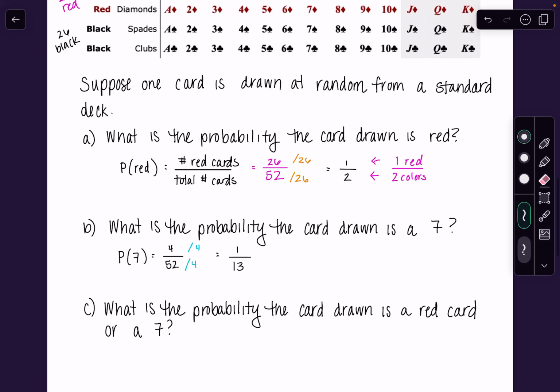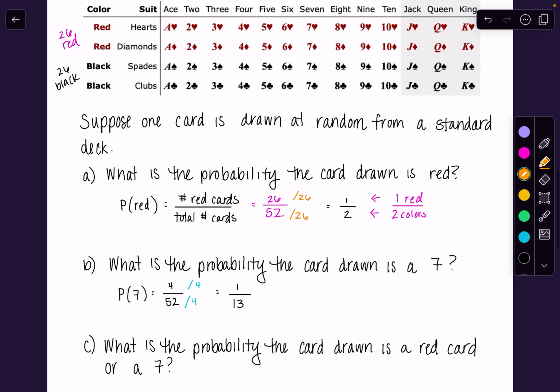The problem is when we start combining events. So I'm still going to draw one card at random from this deck, and I want to figure out the probability the card drawn is red or a 7. So as long as my card is red or a 7, I'm good. I'm making this event possible. The hardest thing though is figuring out the number of cards that fit that event.